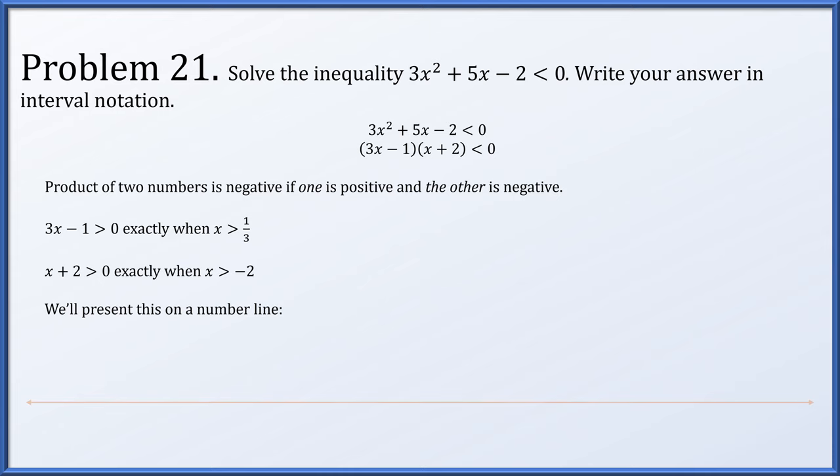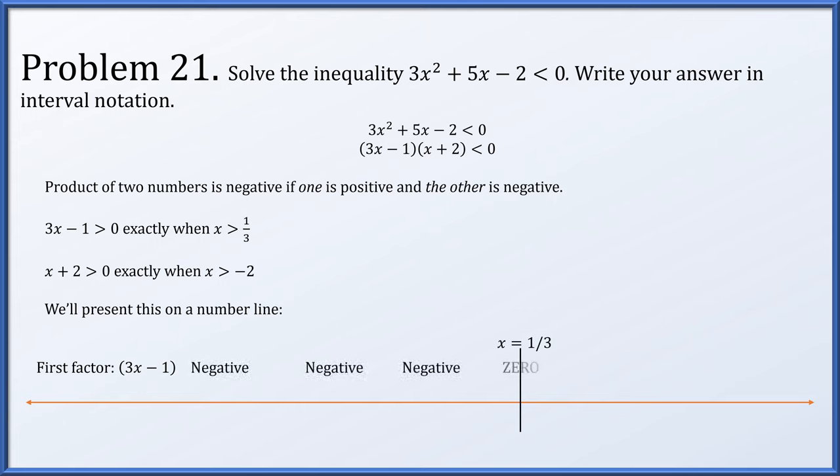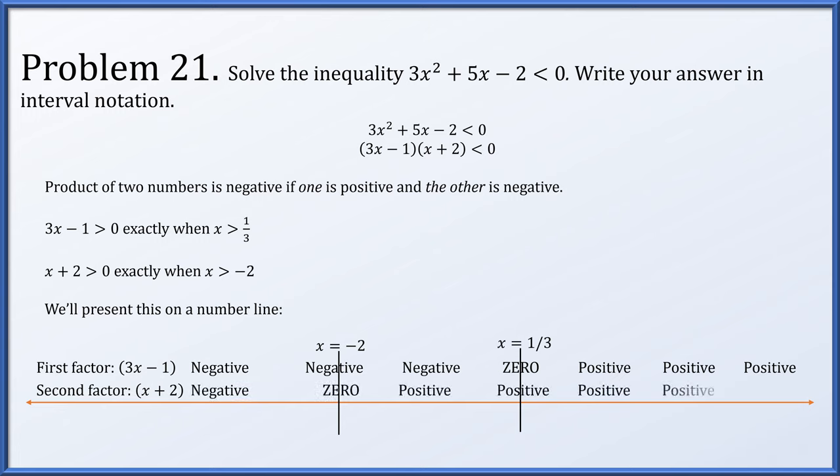So let's do this on a number line. Here's our number line. Our first factor we're going to put up here, 3x minus 1. It switches sign at x equals 1/3. It's negative, then it's exactly equal to 0, and then it's positive. What about our other factor, x plus 2? At x equals minus 2, it switches from negative to positive, hitting 0 at exactly that point. So our two factors, 3x minus 1 and x plus 2, we've broken down where they're negative, where they're positive, where they're 0.